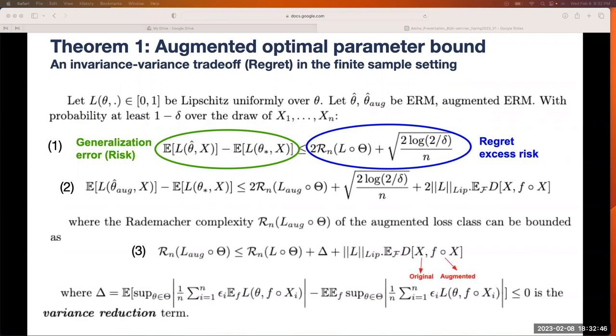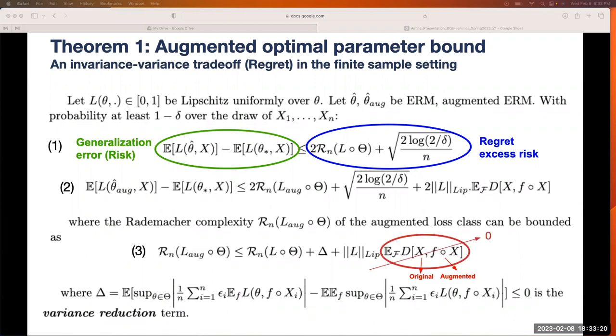And from one and two, and some technical inequalities, we can derive three. As you can see, the augmented Rademacher complexity bound is now governed by these terms: delta, which is a negative term, as shown in the expression below, and this distance capital D, or more generally speaking, a divergence between our original data distribution and the augmented version of it.